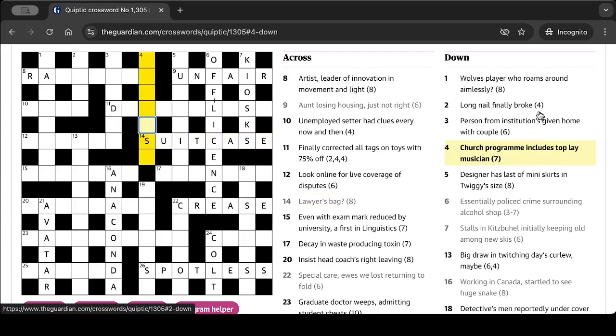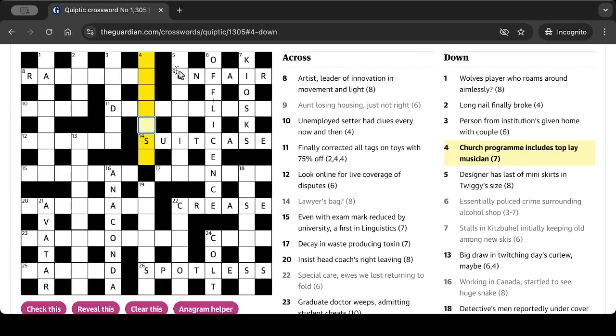So church program includes top lay musician. So what could we have here? A church could be CH. It could be CE. Let's just start with the basics, put letters in and see what comes up. So perhaps we've got CH for church. Maybe we've got a word for program, including the top of the word lay. The top of the word lay could be an L or a Y. And if that's the case, then our straight part is musician.